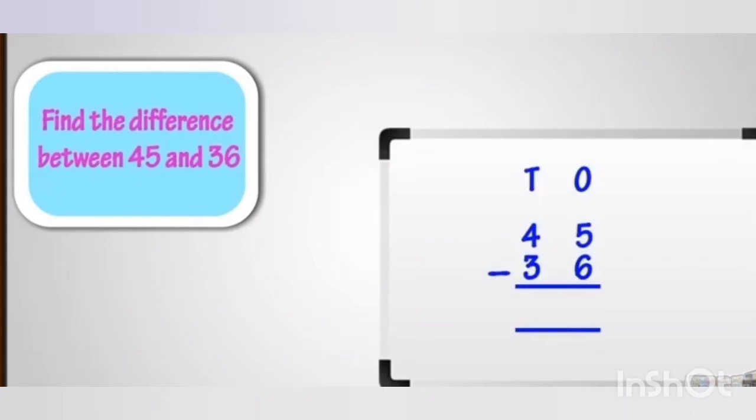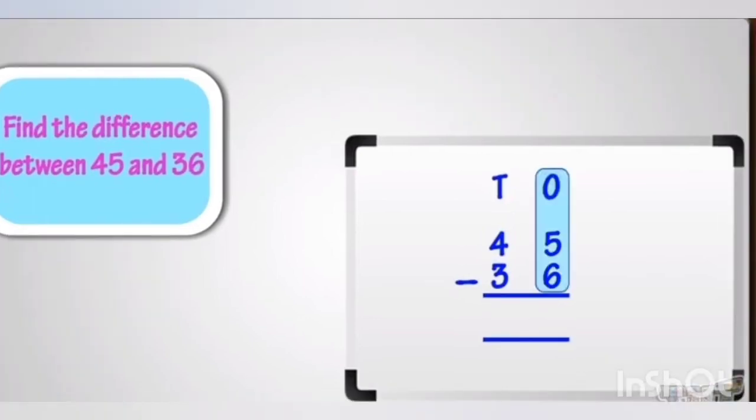So here 45 is the minuend, that is the bigger number. So 45's 5 will be in 1's place and 4 will be in 10's place. Then the subtrahend 36, 6 will be in 1's place and 3 will be in 10's place. Again, as you all know, we always have to start from the right hand side.